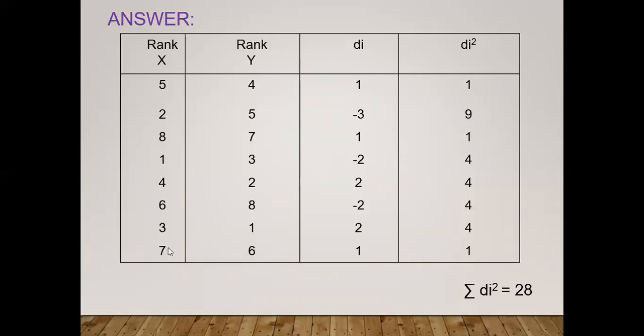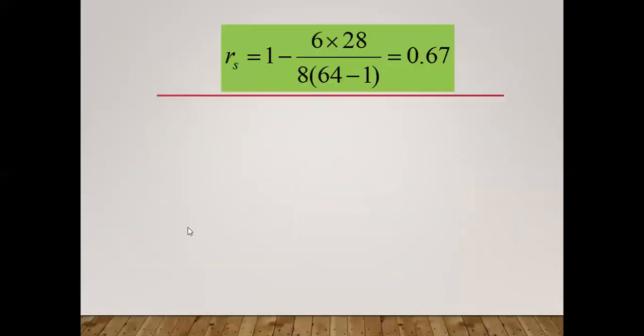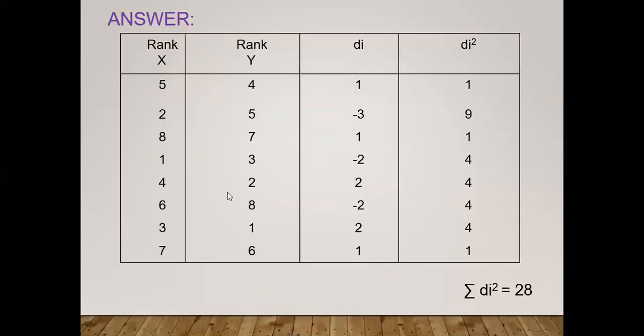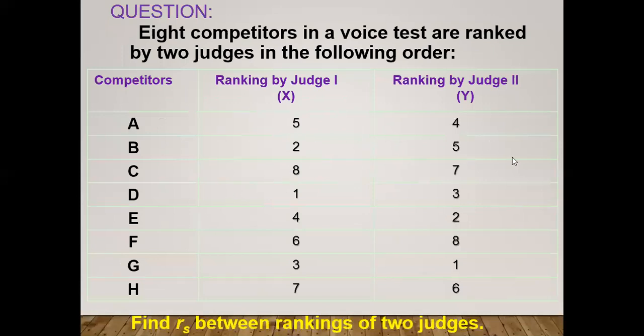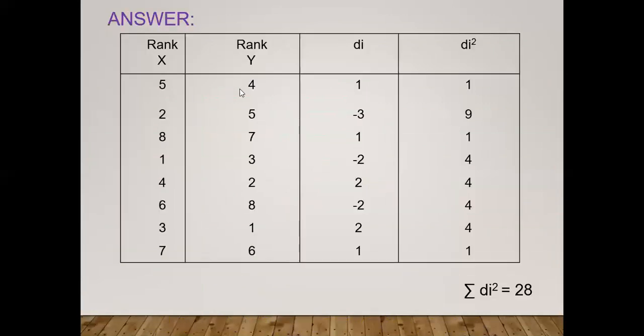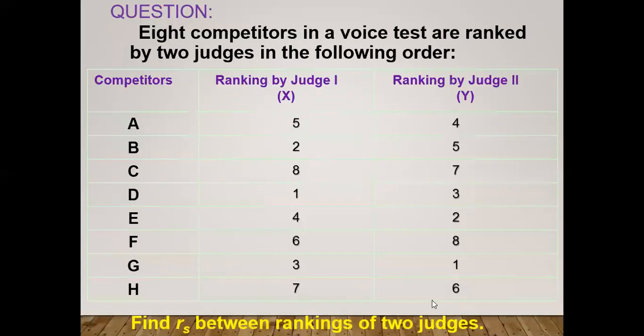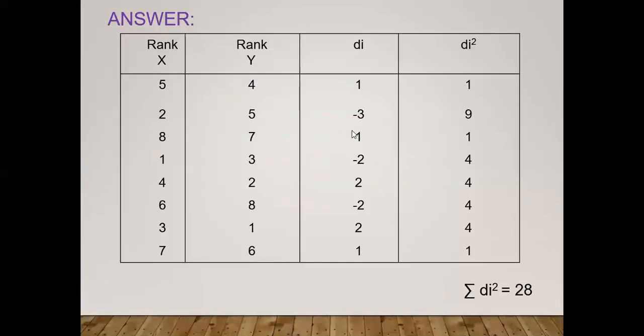So these are the ranks. You see here 5, 4, 2, 5. Similarly here 7, 6. So 5 minus 4 is 1, 2 minus 5 is minus 3, 8 minus 7 is 1, 7 minus 6 is 1, and then the square of 1 is 1, the square of minus 3 is 9. Similarly, the square of 1 is 1, and then we sum up these values, and we got 28.